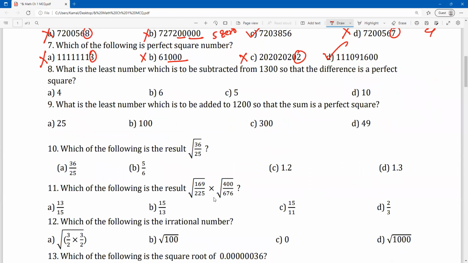Okay, now next question, question number 8. What is the least number which is to be subtracted from this number so that the difference will be a perfect square? Definitely you have to find the square root. Here 1, 3, 0, 0. In subtraction and addition problems, you have to find the square root by the long division method. So now 3 times 3 is 9, and there is a 4 and 0, 0. So now 400, and here 3, 2 times is 6. Here 3 times is 6, and then now this is 32. If we write, there is 400.